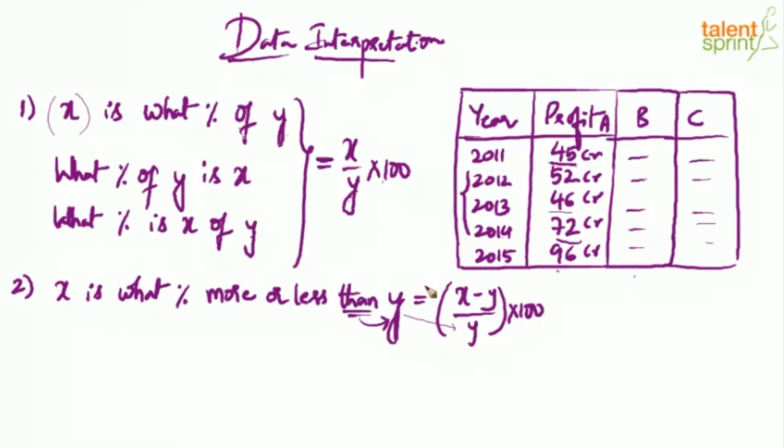So in other words, you can say this is like difference by Y into 100. Whenever he's asking us to find out the percentage difference between two values, or like X is what percentage more or less than Y, you simply take the difference of those two values divided by Y, the one which we are comparing with, right?